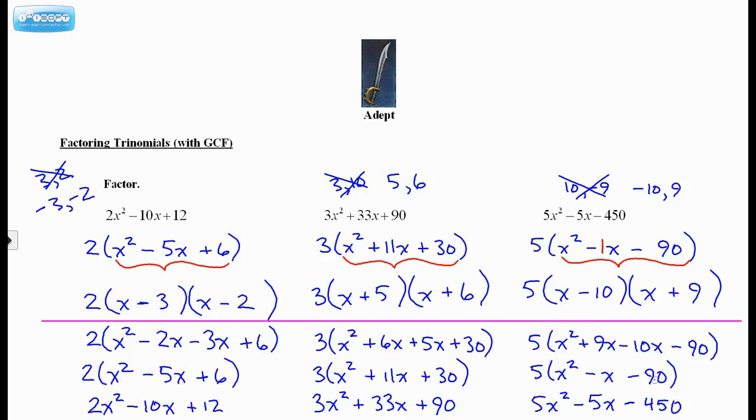Okay. Remember, 5 times 9 is 45, so 5 times 90 is 450. Just watch your signs.